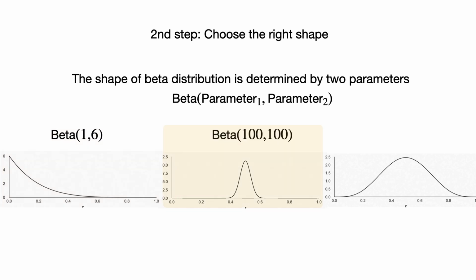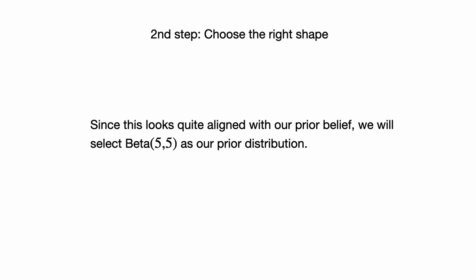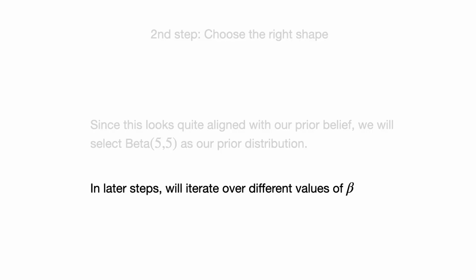And if we set the parameters to be both 100, then this will be the shape. And if we set the parameters to be 5 both, then this will be the shape. Since this looks quite aligned with our prior belief, we will select beta 5 and 5 as our prior distribution. In a later step, we will iterate over different values of beta.